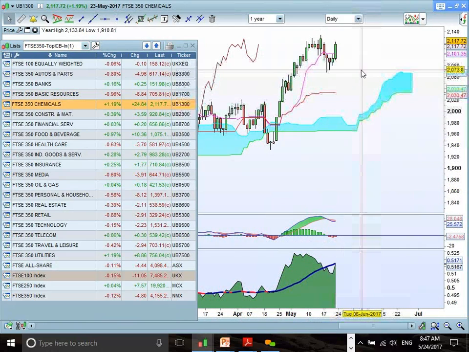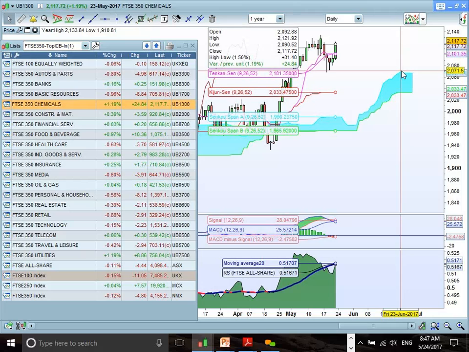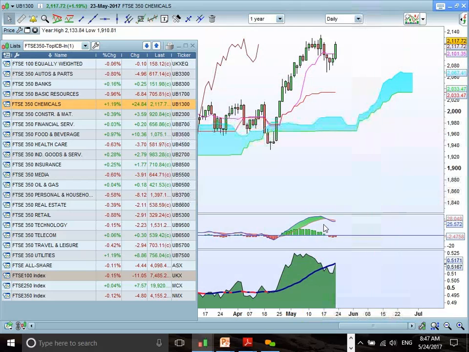Okay. Right for consolidation risk back down to the top end of the cloud here at 2071. That is a key support zone. Watch out, we've had a MACD signal, so profit taking is in order, and we could expect a consolidation back down to the top end of the cloud.